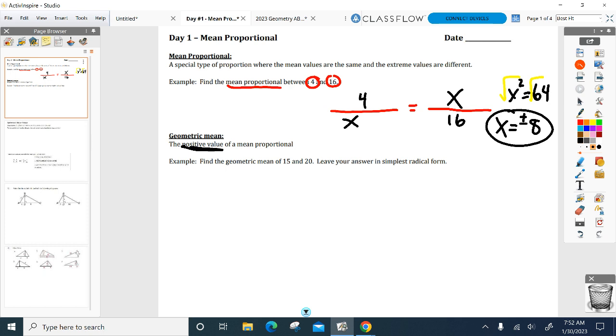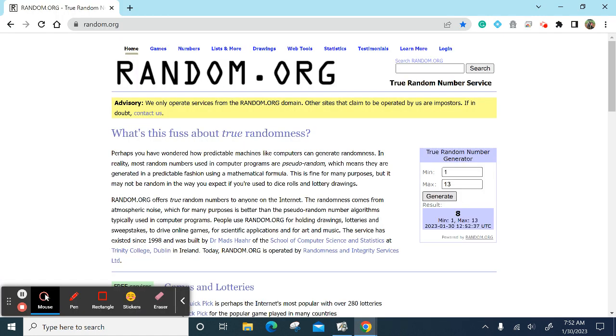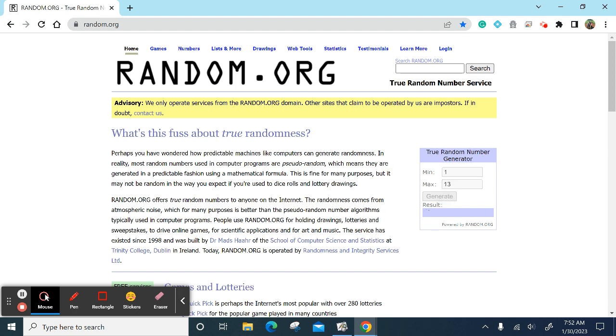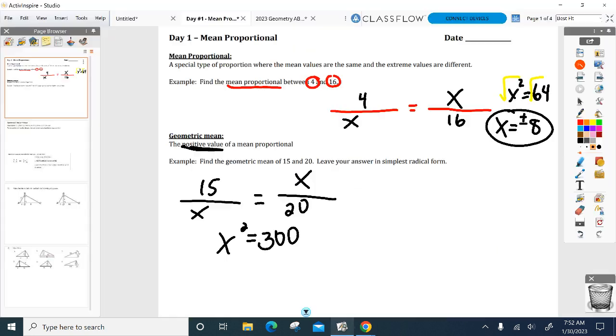Find the geometric mean between 15 and 20 now. So I see geometric mean, and I'm going to set up my proportion. Means are the same. Extremes are given: 15 and 20. So x squared, when we cross multiply again, equals 300. Again, how do I get the squared out of there? Take the square root again.